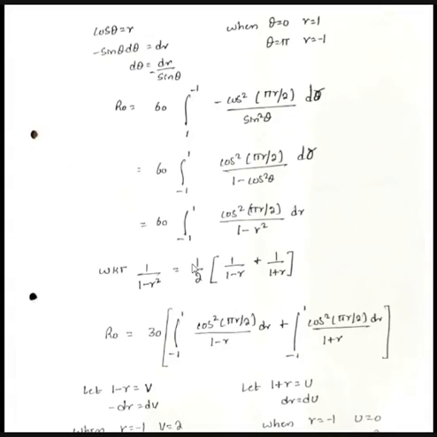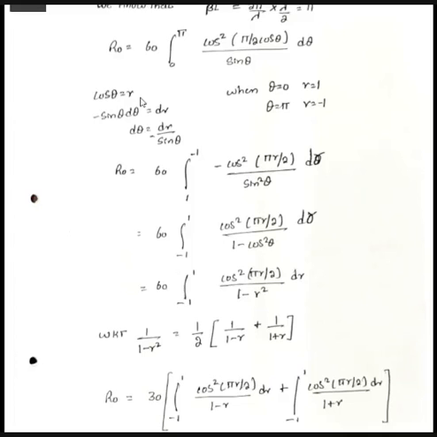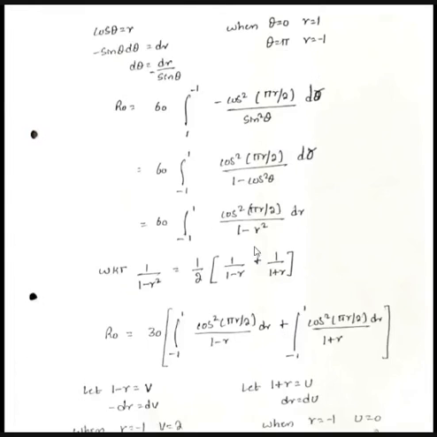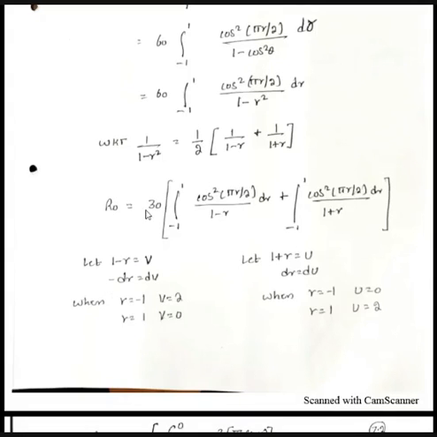Now cos squared theta is nothing but r squared here, so 1 minus r squared. We know the value of 1 divided by 1 minus r squared is 1 divided by 2 into the bracket of 1 divided by 1 minus r plus 1 divided by 1 plus r. So you can substitute this value in the above equation. What are we going to get? R naught is equal to 30 into the integral from minus 1 to 1 of cos squared (pi r by 2) divided by 1 minus r dr, plus the integral from minus 1 to 1 of cos squared (pi r by 2) divided by 1 plus r.